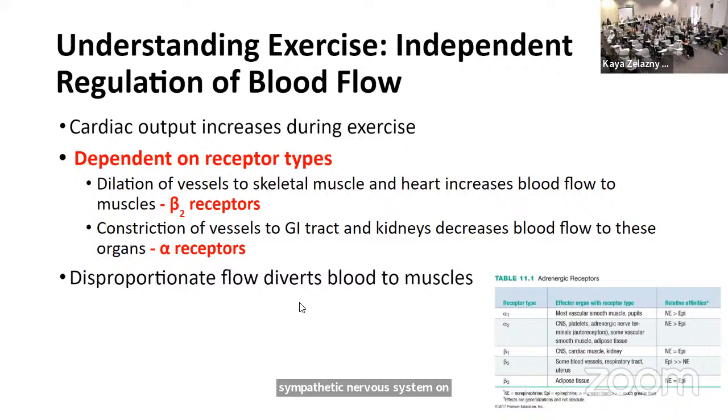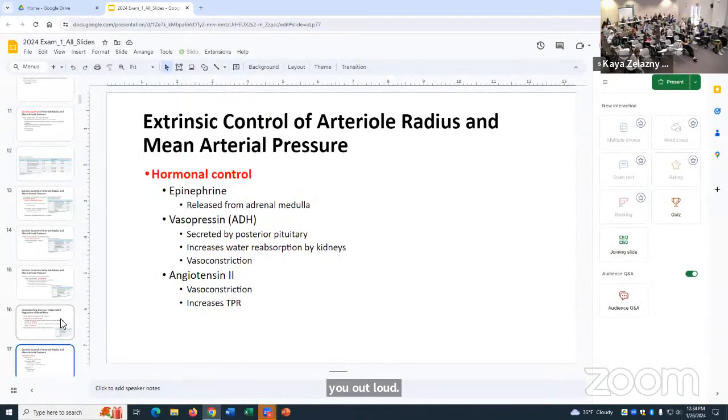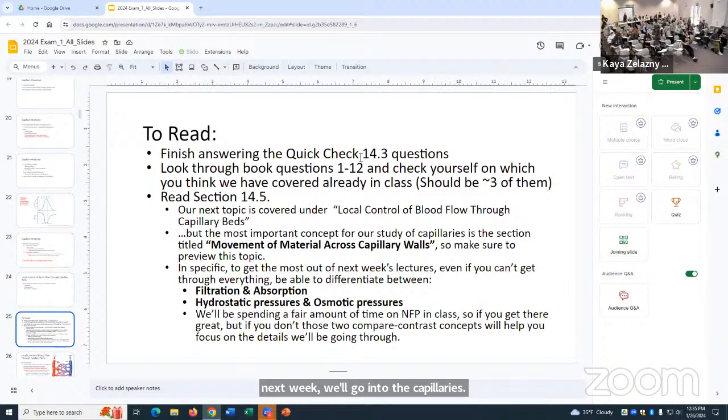Okay. So next time, we'll review this. Really, these next couple slides mostly say what I've been saying to you out loud. We've got a couple extra details and rephrases. And then next week, we'll go into the capillaries. I'll post exactly what I want you to take a look at right after class. But if you haven't finished looking at those questions for 14.3, do that. That was the stuff about intrinsic and extrinsic regulation. And then we're going to be starting capillaries.